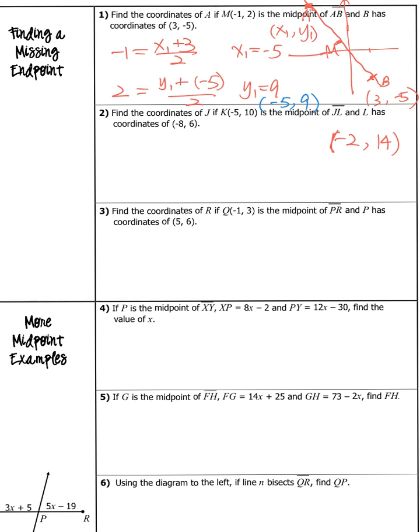Third one, find the coordinates of R if Q is the midpoint of PR and P has coordinates of 5, 6. Same question. One coordinate is given, midpoint is given. You set the second coordinates as x1 and y1, or set it as x2 and y2. It doesn't matter as long as you're consistent. And then you plug it into the midpoint formula, use a little bit of algebra. Your final answer should be -7, 0.